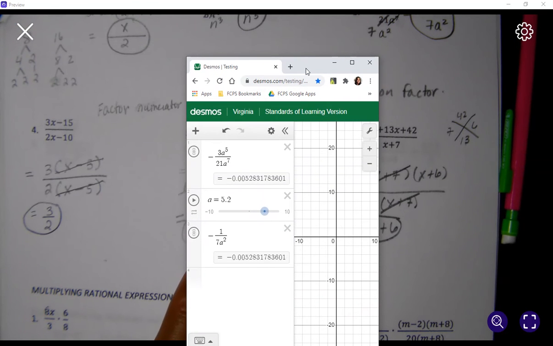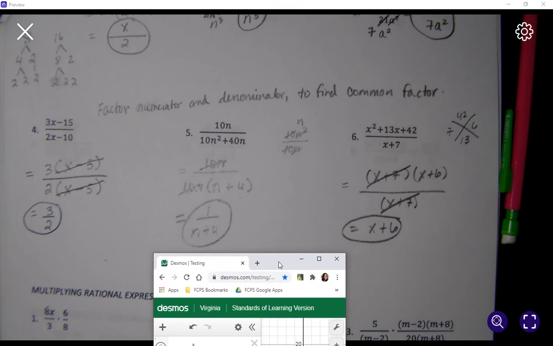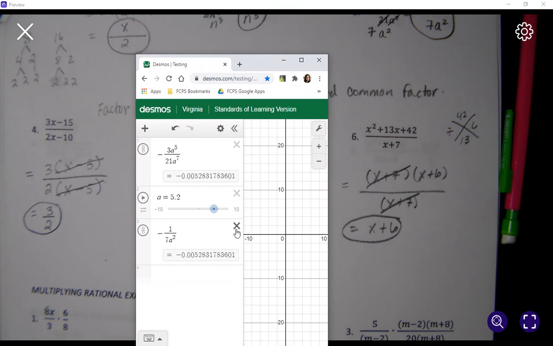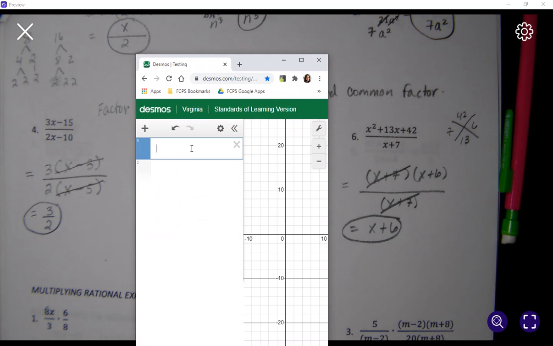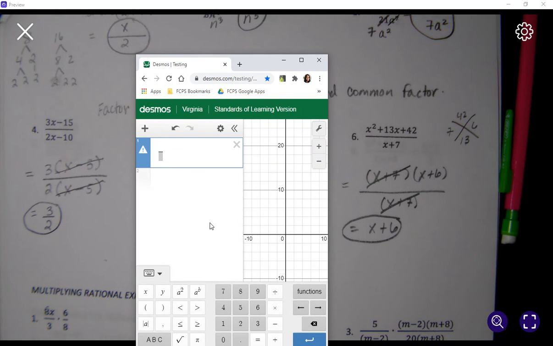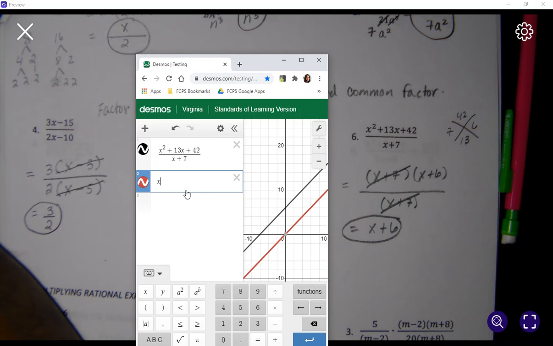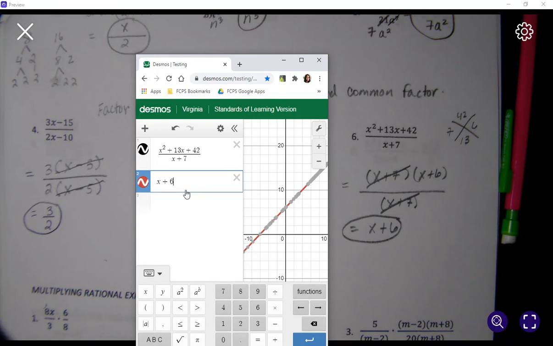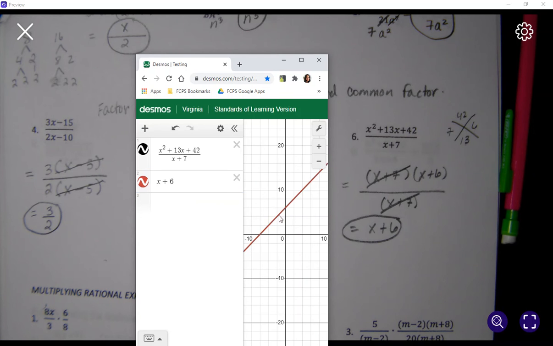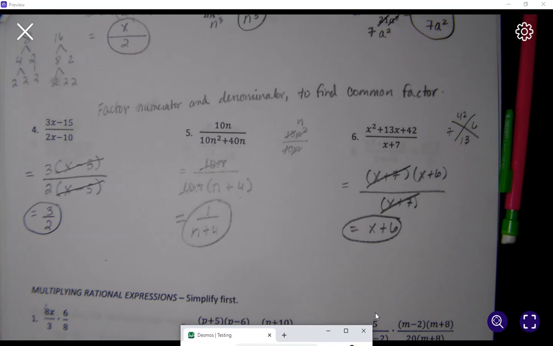I'm not gonna check the rest of them, but let me just check one. Maybe I'm not too sure about this one. Notice that it just has a lowercase x, which is fine. I'm gonna plug it in, and I can check it with the graph. 13x plus 42 over x plus 7. And there's my graph. Then let me graph my answer, which is x plus 6. There you go. They're the same exact graphs. I know that this expression is correct.